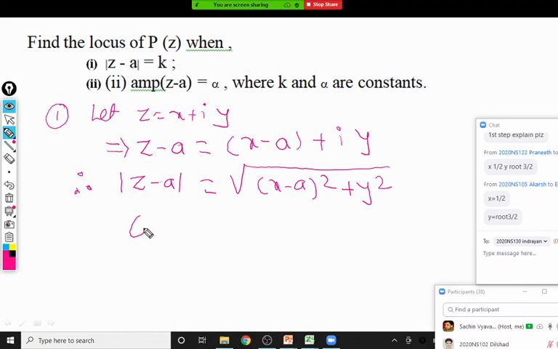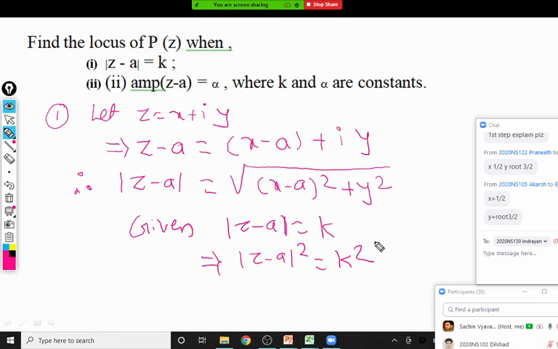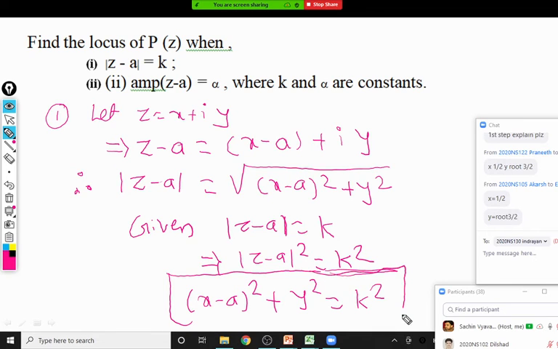Given mod z minus a is equal to k. So that gives us mod z minus a square is k square. So let me replace both sides there. Mod z minus a square is x minus a whole square plus y square is equal to k square, and that's the equation in terms of x and y, and that is always a locus. So we got a locus. What is the locus then?